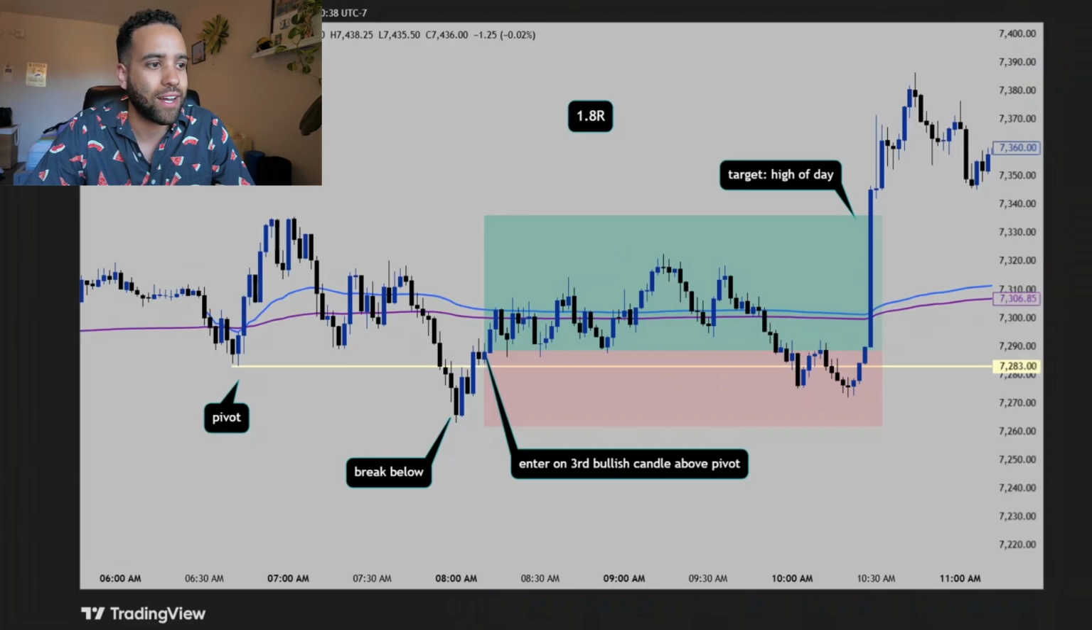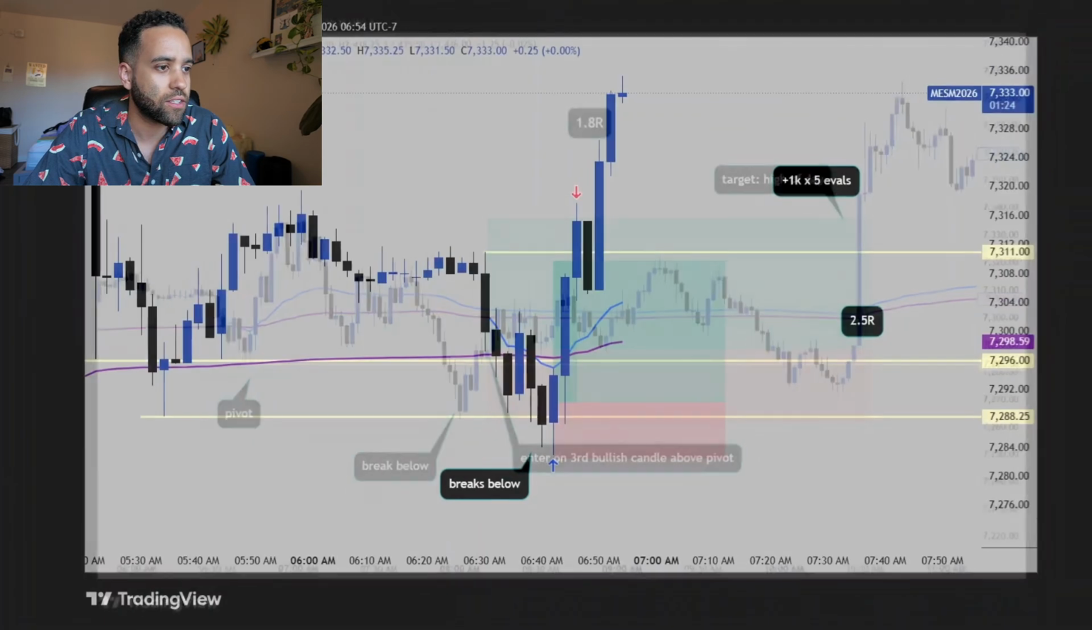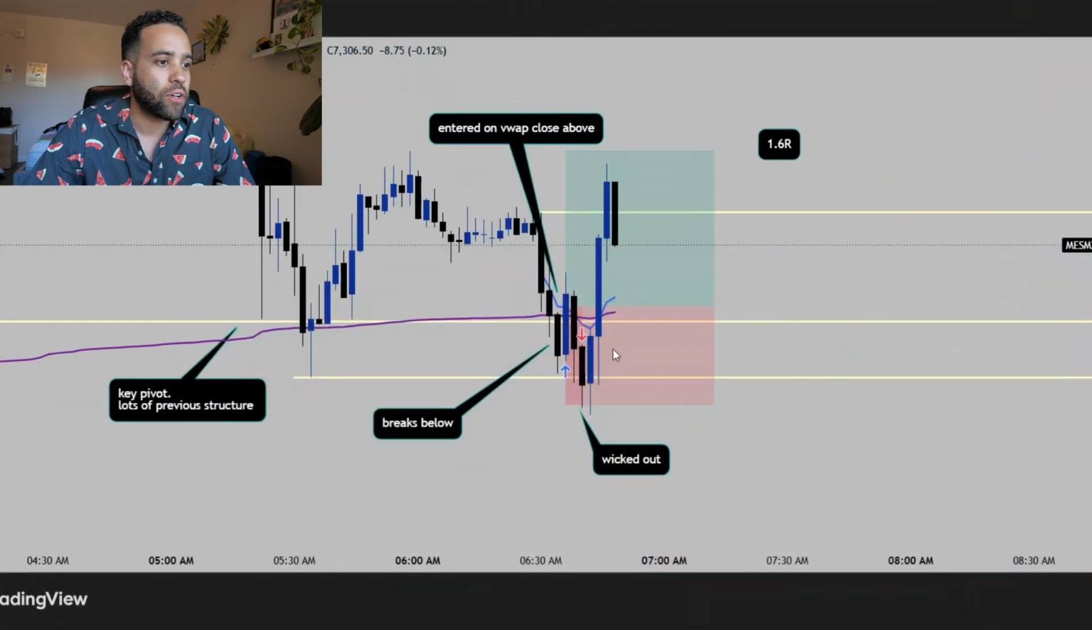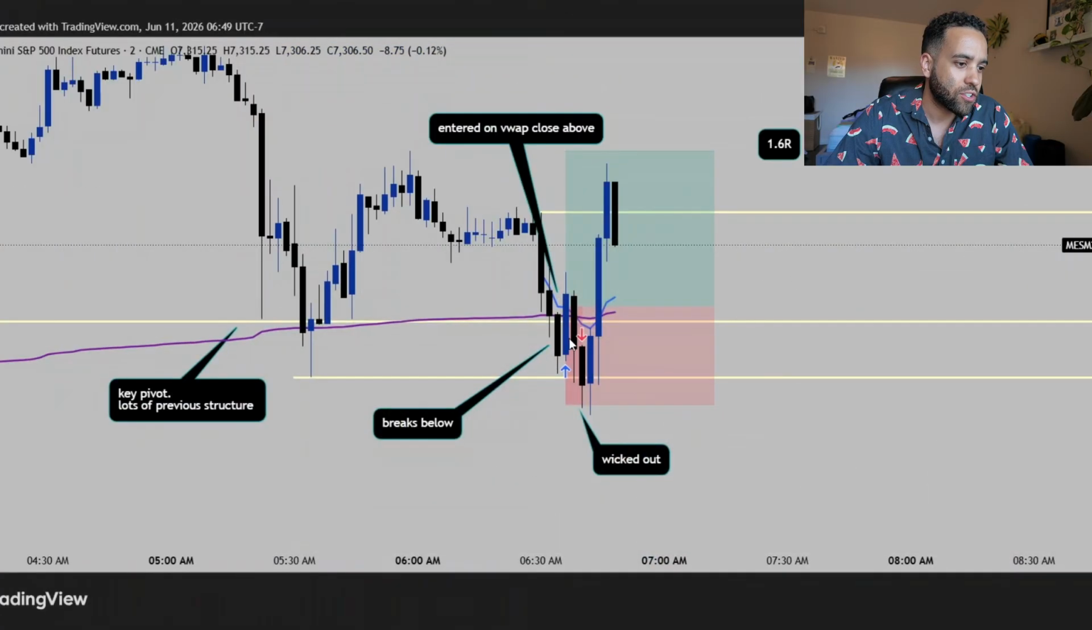Ideal trade. What did I do? I think I lost, most likely. Oh no, this was my eval win. I'm going to go to my loss first. So this trade, I should have been playing off this pivot since this was kind of the lowest one, but I ended up playing off this key pivot because there was a lot of previous structure that respected this level.